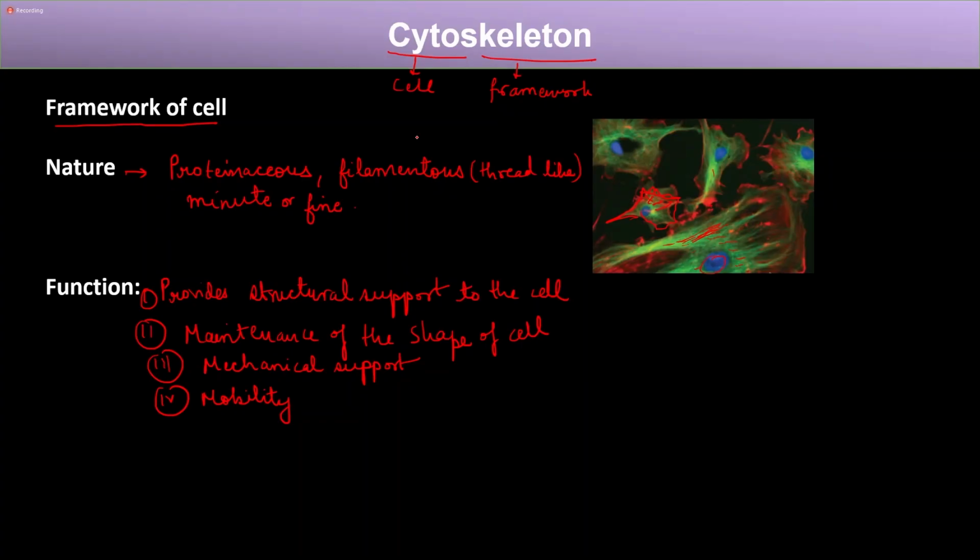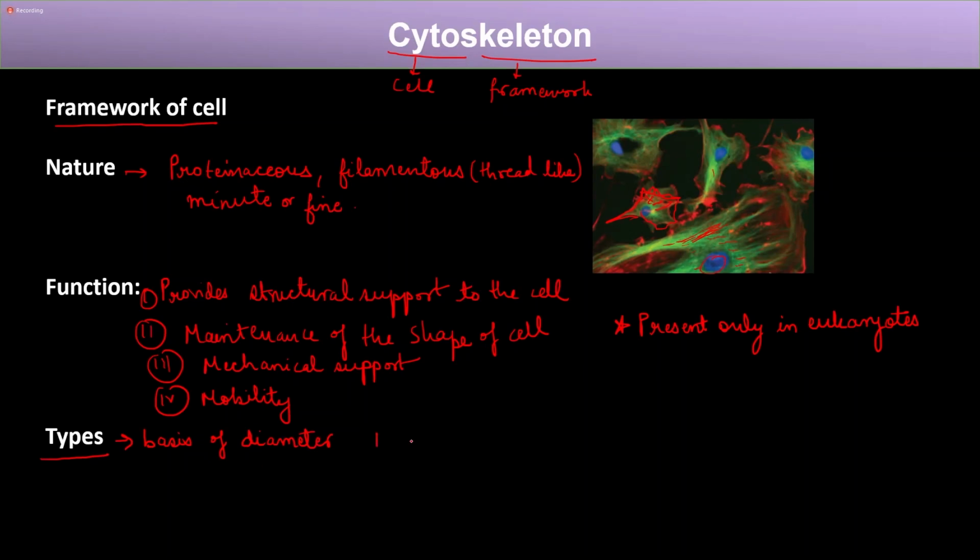One important thing about the cytoskeleton is that it is present only in eukaryotes. So in prokaryotic cells, we have not studied anything about cytoskeleton. Now, these cytoskeletons are of three types. On what basis? On the basis of diameter of the cytoskeletons, there are three types.